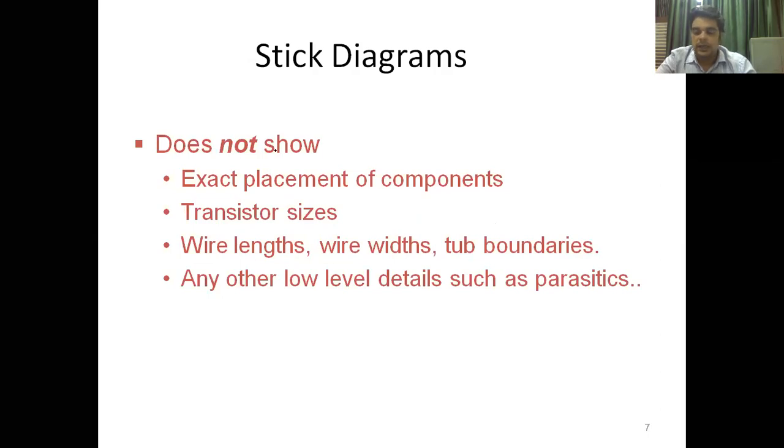What the stick diagram does not show: it does not show the exact placement of components. It does not show the size of components. It does not show wire length, wire width. Okay. Any other low level details such as parasitics, the stick diagram does not show all these.